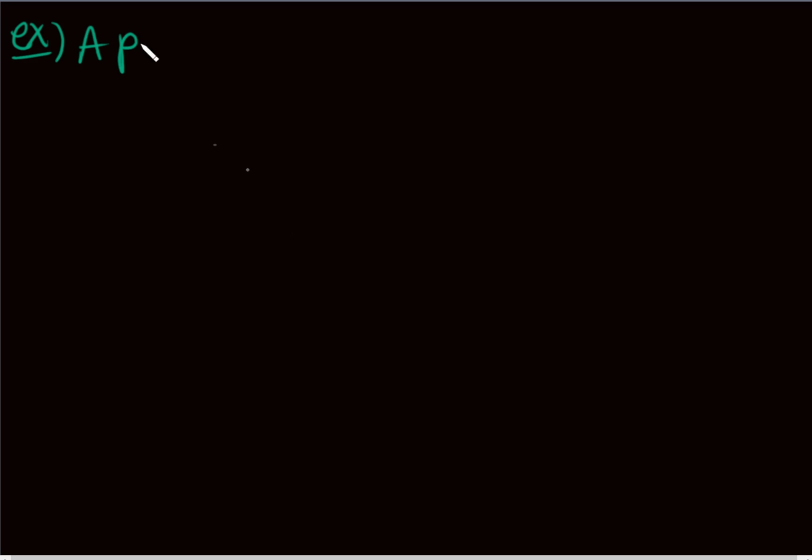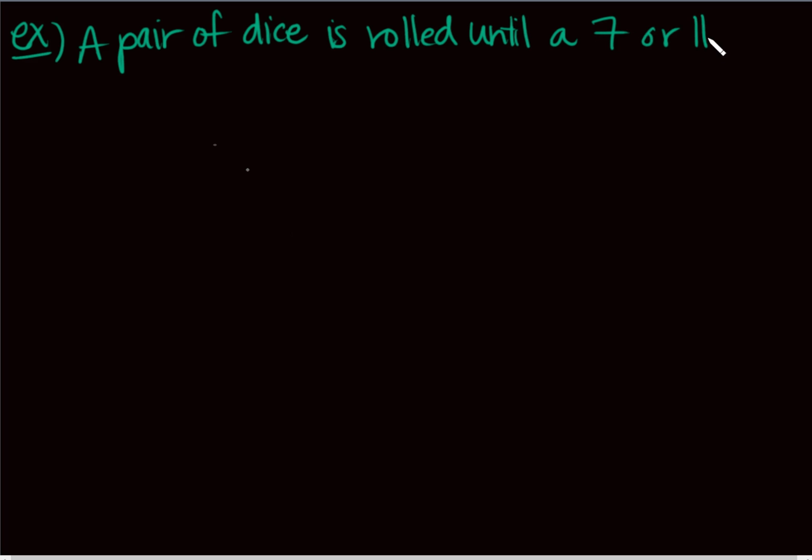Okay, a pair of dice. Die? I'm not sure about the plural of that. Dice, I think, is rolled until a 7 or 11 appears. Okay, so this is going to be a geometric random variable. Appears, and let's just kind of state this.